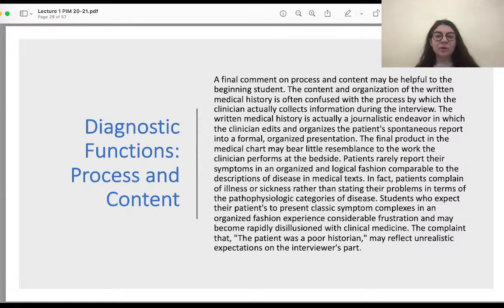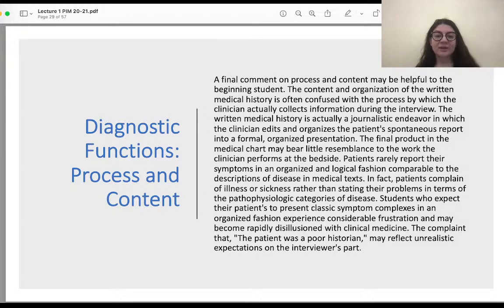A final comment on process and content may be helpful to beginning students. The content and organization of the written medical history is often confused with the process by which the clinician actually collects information during the interview. The written medical history is actually a journalistic endeavor in which the clinician edits and organizes the patient's spontaneous report into a formal, organized presentation. The final product is a medical chart that may bear little resemblance to the work the clinician performs at the bedside.